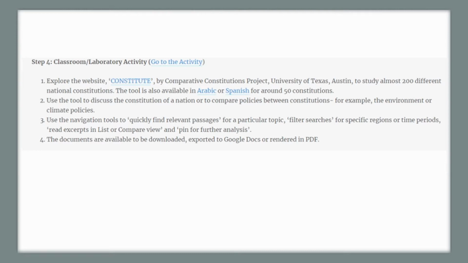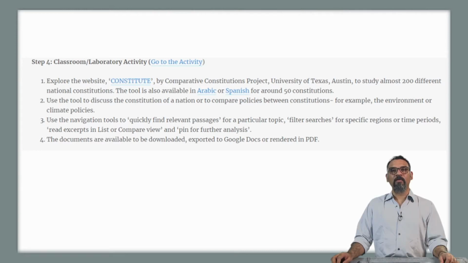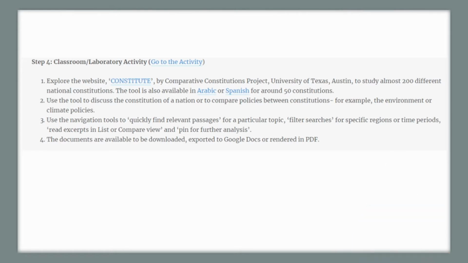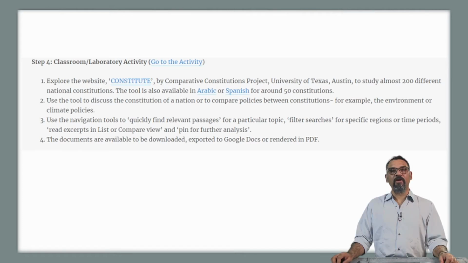This has been produced by the Comparative Constitutions Project of the University of Texas, and it studies almost 200 different national constitutions. Using this tool, you can discuss the constitution of a nation and compare policies between constitutions. In this case, we would invite you to look at the environment aspects as well as climate aspects in here.